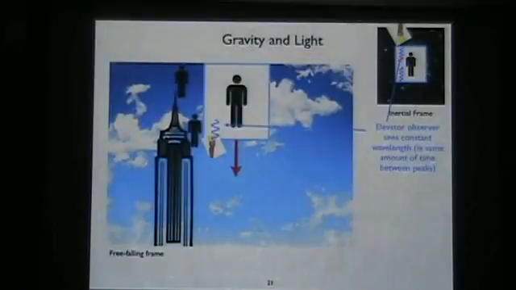You can do another experiment involving shining a light from the bottom of the elevator. This one's a little trickier. So now I'm going to put two people on the top. I've got one person down here who's going to shine a light at the bottom of the elevator right at the second that it falls.